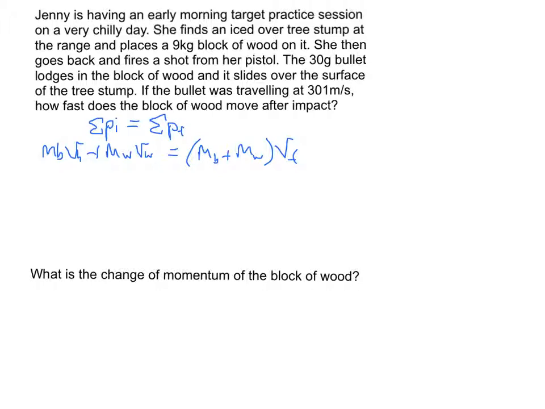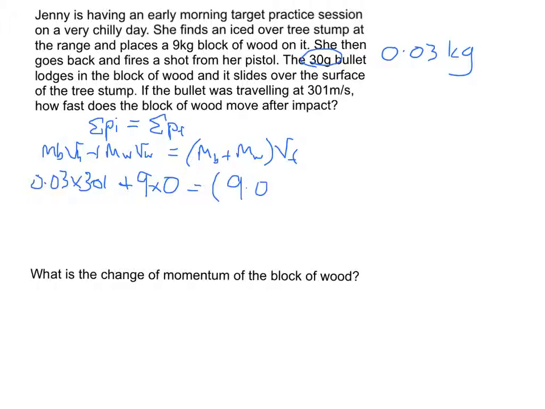Now if we substitute some values in, we've got the mass of the bullet is 30 grams, which is equal to 0.03 kilograms. I need to work in kilograms. So I have 0.03 times the velocity of the bullet, which is 301, plus the mass of the wood, which is 9 kilograms, times its initial velocity, which is 0, is equal to the combined mass. The bullet plus the wood will be 9.03 kilograms multiplied by the final velocity with which they move.